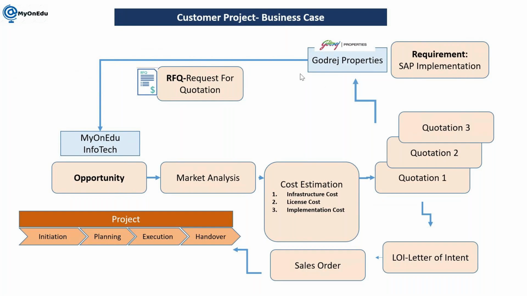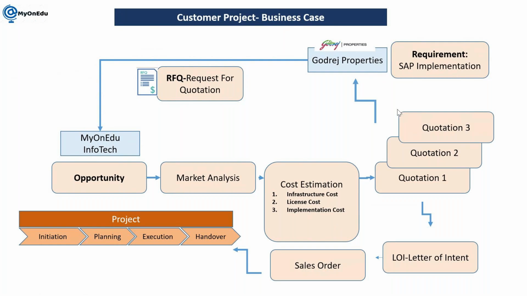So when we cover this mapping, whenever we get any request for quotation, the opportunity will be maintained in the CRM system. Okay, this can be replicated as a master project in the CPM system, where we can do the cost estimation for infrastructure, license, and implementation. We can prepare a quotation from the CPM system itself, and then submit it to the customer.